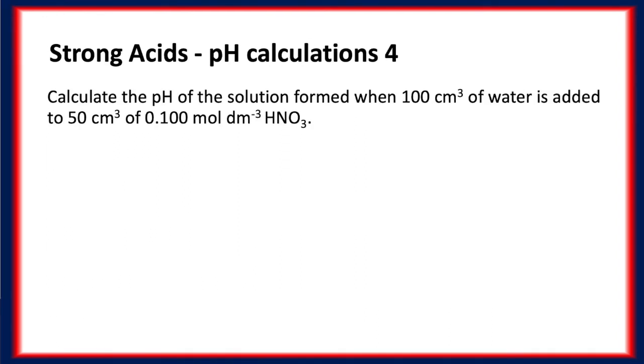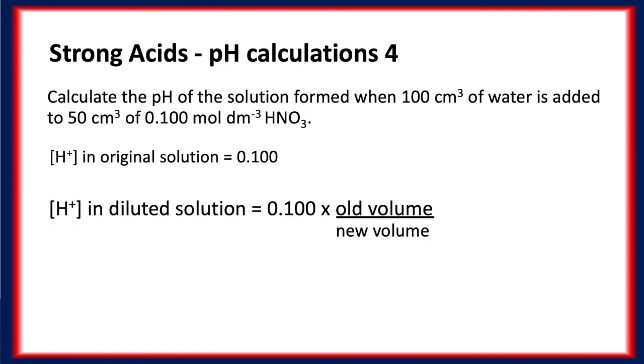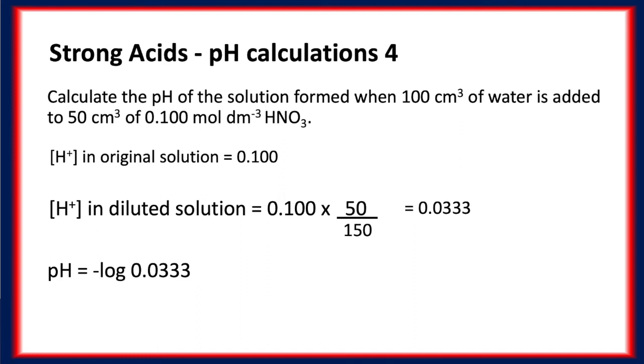Question 4 then, we're going to calculate the pH of a solution when we've added 100 centimeters cubed of water to a 50 centimeters cubed solution of 0.1 moles per decimeter cubed nitric acid. First of all, the concentration of H+ in the original solution is 0.1 moles per decimeter cubed. In our diluted solution, it's going to be that concentration times the old volume divided by the new volume, which is, of course, 50 divided by 150. That gives us 0.0333, and therefore, to find the pH, we just do minus log 0.0333 to give us a pH of 1.47.